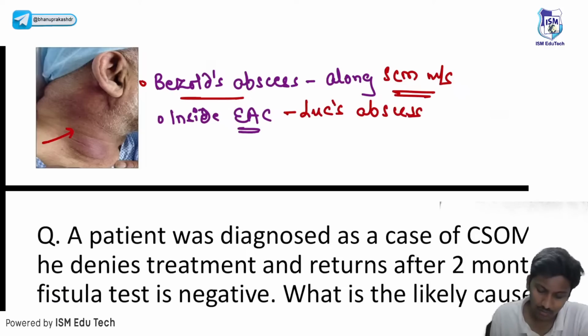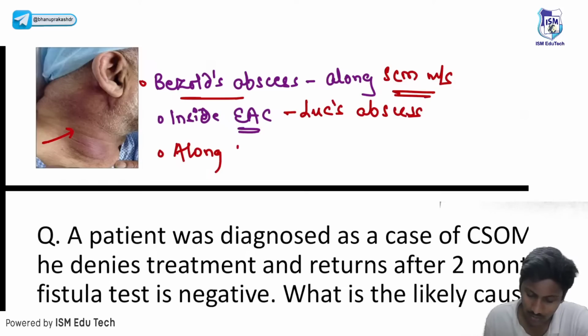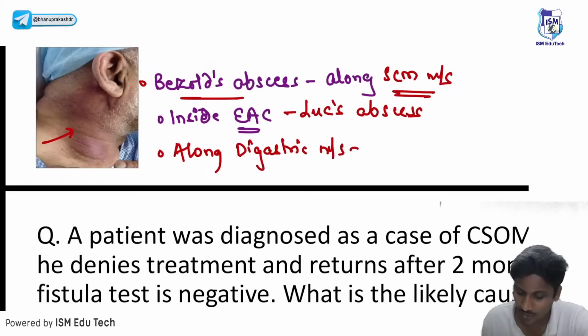If the pus collection occurs along the digastric muscle, here we have the digastric, if the patient has swelling over here along the digastric muscle, if there is abscess formation along the digastric muscle, then definitely it is called Citelli's abscess.